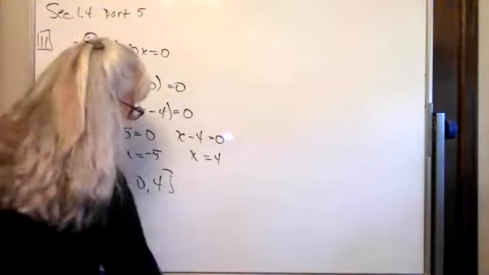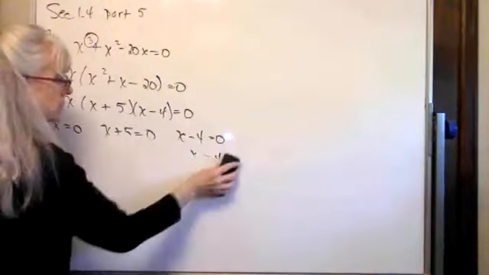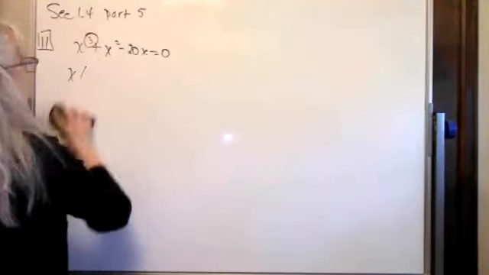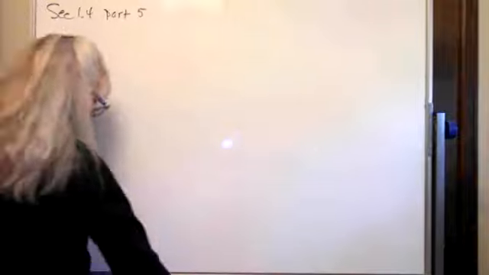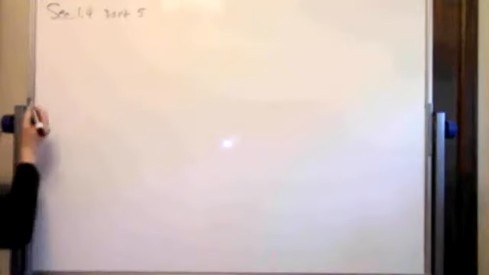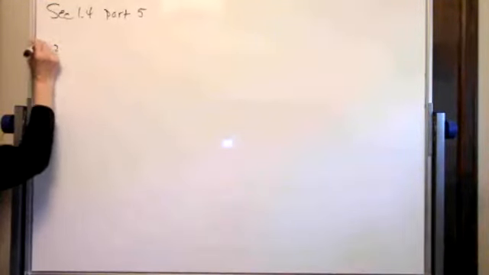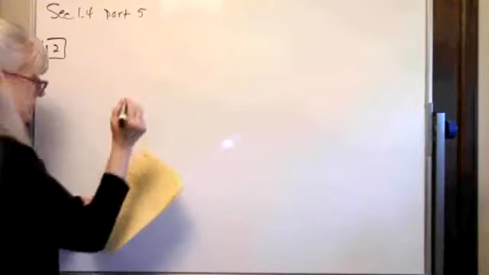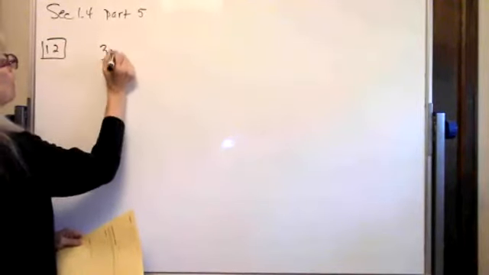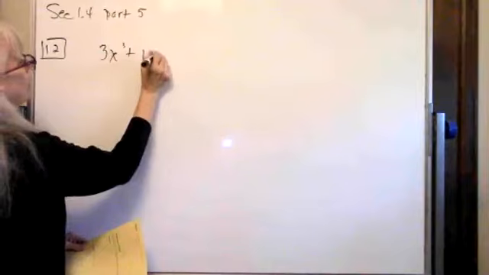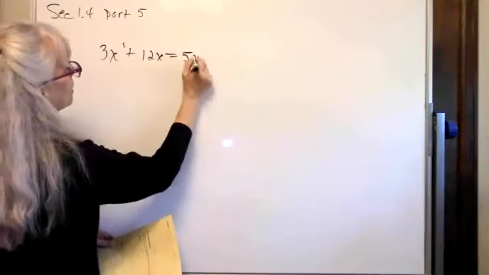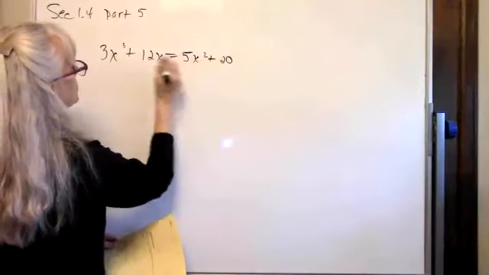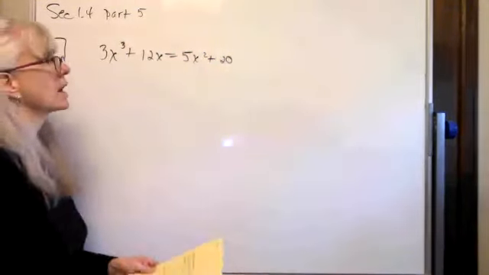So, okay, let's do another one. Slightly different, though. So example 12. We have 3x cubed plus 12x is equal to 5x squared plus 20. Okay, so this again has got a third degree.